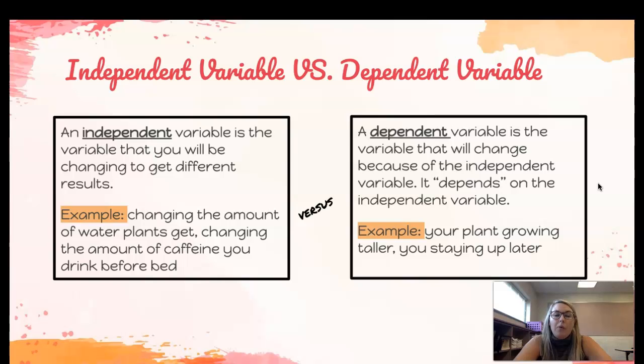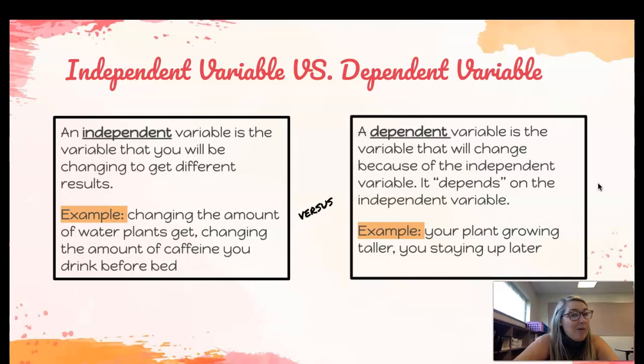An independent variable is the variable that you're going to be changing so that you can get different results. So if your scientific question is, I wonder if the amount of water I give a plant actually affects its growth, then what you're going to be doing is changing the amount of water you give to plants to see if plants grow better with just a little bit of water or maybe a lot of water. So the variable you're changing is your independent variable, and that would be changing the amount of water the plant gets.